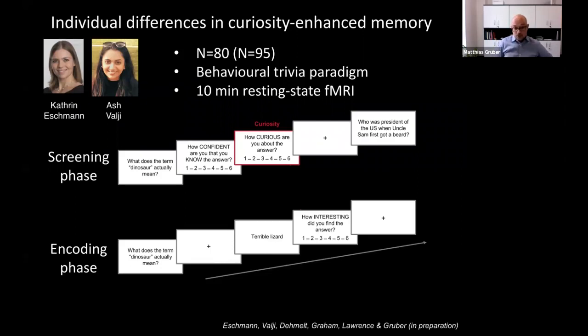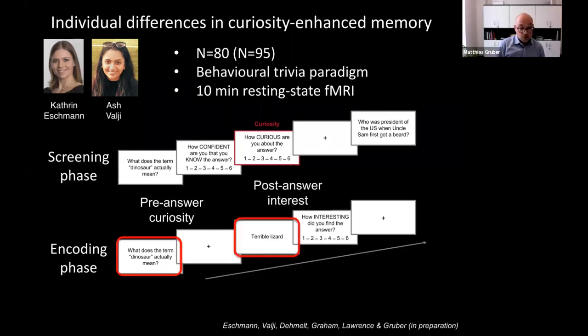So you could think about situations where you might not be very curious about what the term dinosaur actually means. You might think, oh, it is probably some Greek or Latin word, I don't really know. But then once you see the answer, terrible lizard, you think, oh, actually, that's kind of cool, that's kind of interesting. So in these cases, your initial curiosity was actually quite low, but then you found the answer quite interesting. So we can look at pre-answer curiosity and post-answer interest.